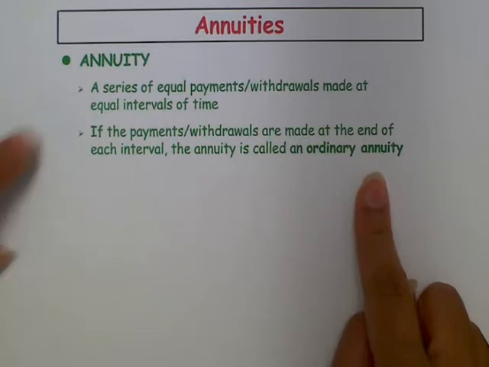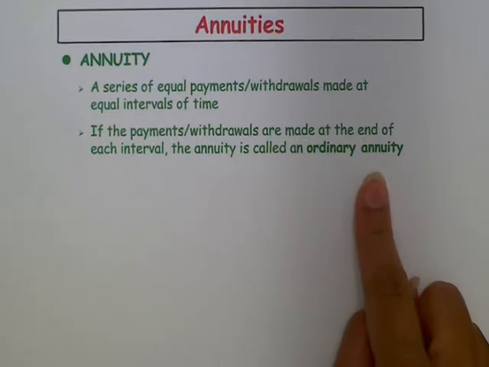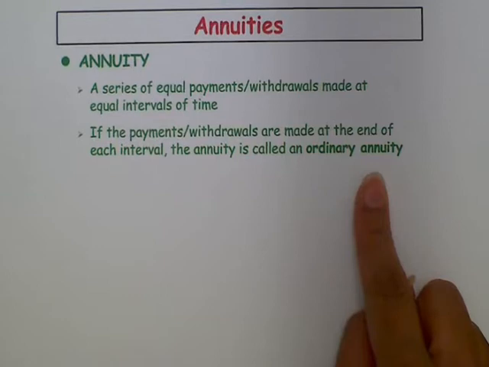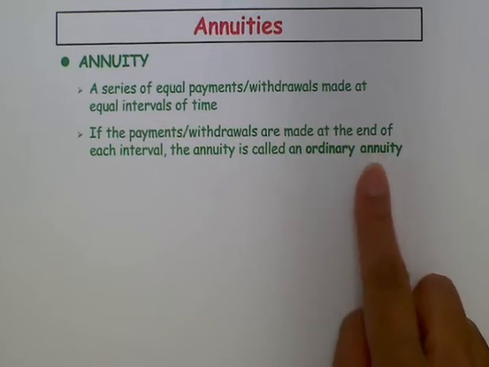But the only reason I'm mentioning this is because oftentimes a question might say that the payment was made at the end of each term, and that just indicates that it's an ordinary annuity. So that's the only reason you're learning the second statement here.